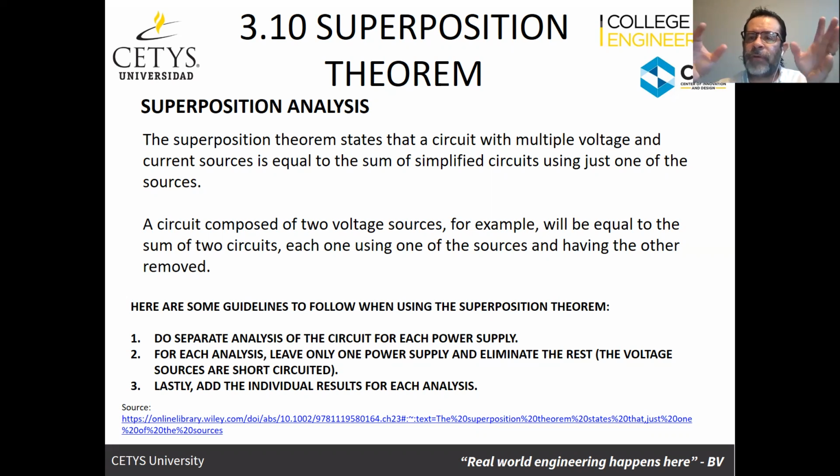Now, some guidelines to follow, and I'm going to do an example here. First, we're going to do a separate analysis of the circuit for each power supply, where we eliminate all of the other power supplies. For each analysis, we're just going to leave one power supply and eliminate the rest. How do we eliminate them in circuit analysis? The voltage sources are short-circuited. So instead of the voltage source or power supply, we're just going to remove it and put a cable there, or a line.